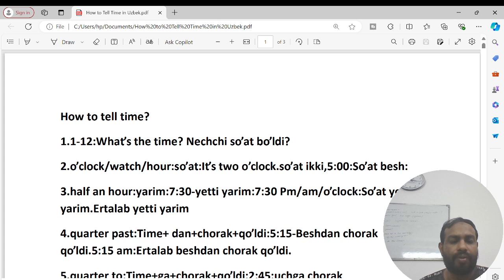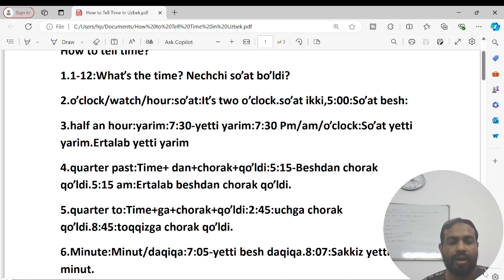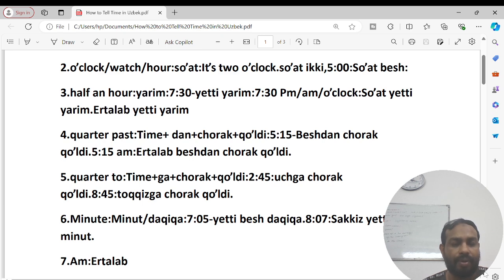Here, quarter past: time plus dan chorak o'tdi, like 5:15, besh dan chorak o'tdi. 5:15 a.m.: first a.m., ertalab besh dan chorak o'tdi. And when quarter to: time plus ga chorak qoldi, like 2:45, uch ga chorak qoldi. 8:45, to'qqiz ga chorak qoldi. Understood? Here are the 6 points you will have to memorize.